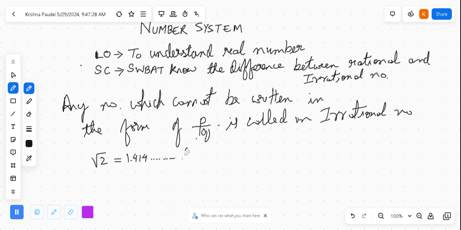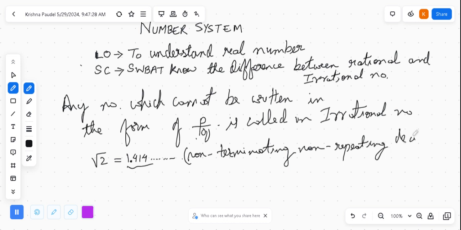This dot dot dot represents that numbers are still coming, and this kind of decimal number is called non-terminating, non-repeating. Because if you see here, the numbers are not repeating. We can say numbers are repeating if it is 1.666, or if it is 1.414, 414, 414, like that, then we call those kinds of numbers repeating. So this kind of decimal number is called a non-terminating, non-repeating decimal number.